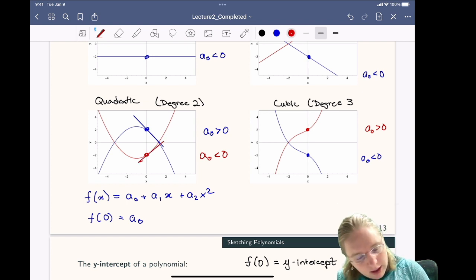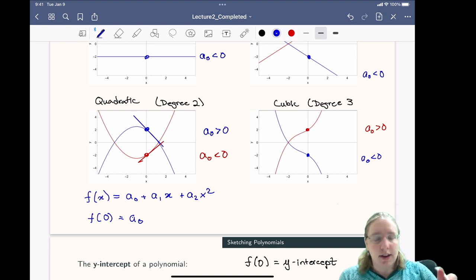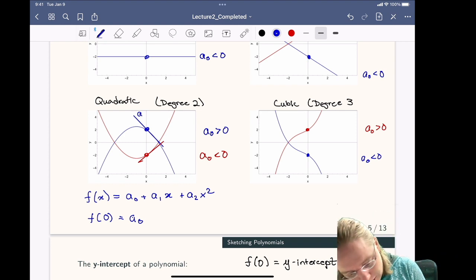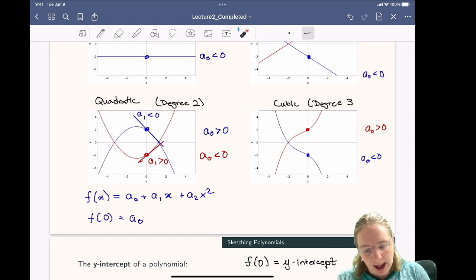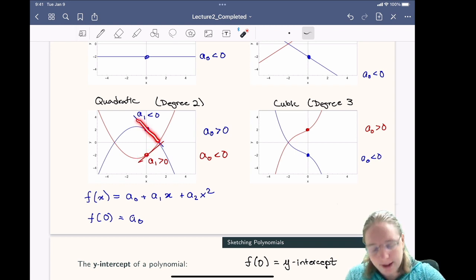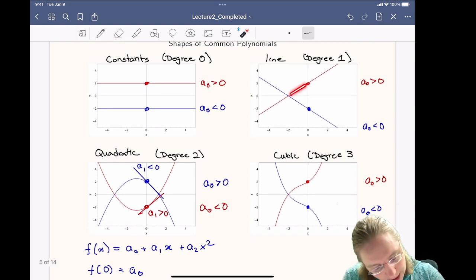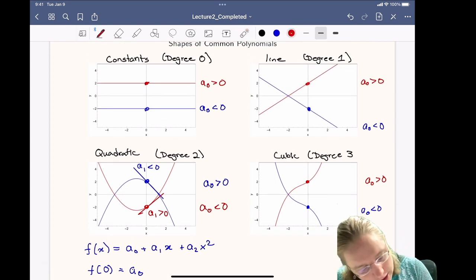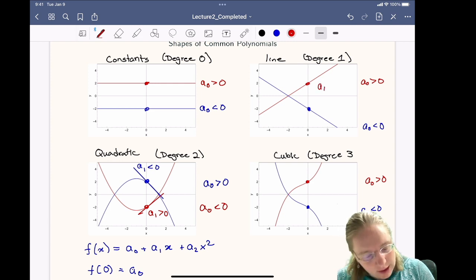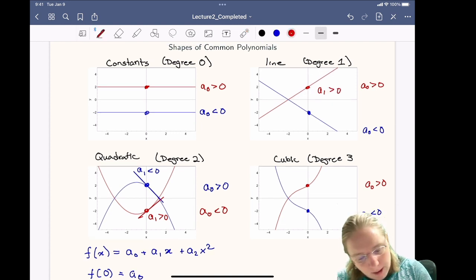So in the blue case, that line has a negative slope, so therefore we know that a1 is less than 0, and in this case, a1 is greater than 0. So the line at the y-intercept defines the value of a1. So similarly here we have a line at that y-intercept, so is a1 greater than 0 or less than 0? Here the slope is increasing, so we have a1 is greater than 0, and here we have that a1 is less than 0.